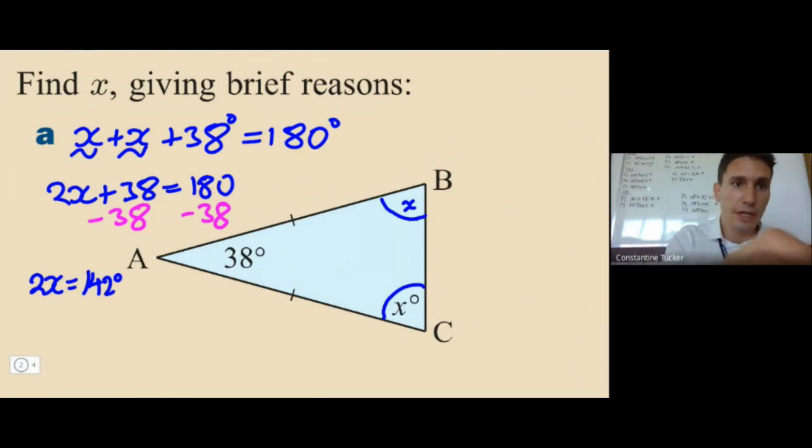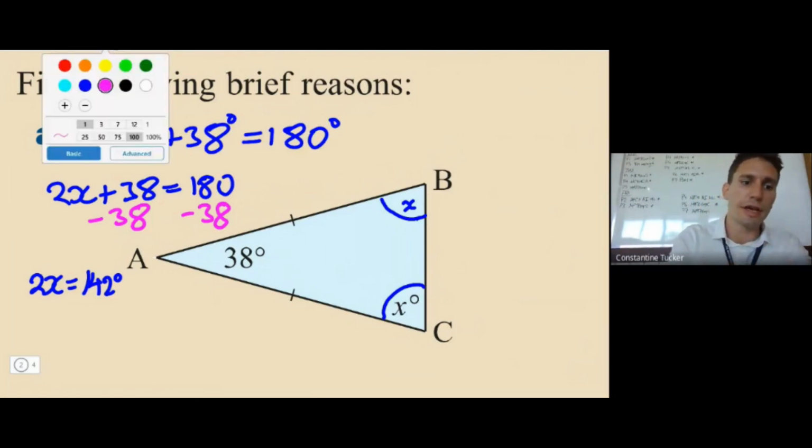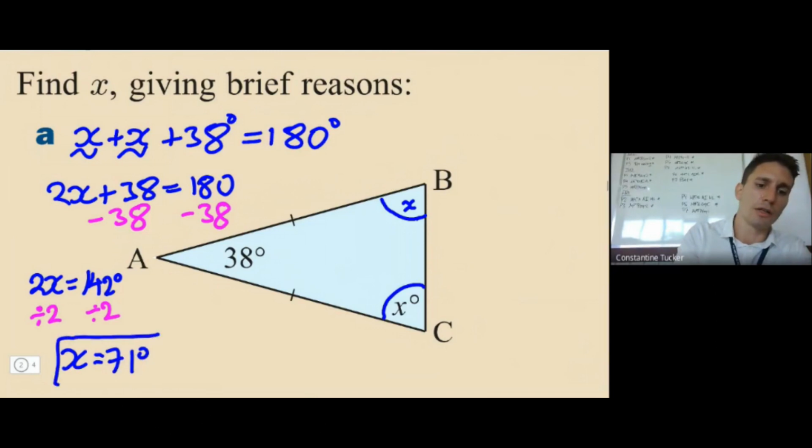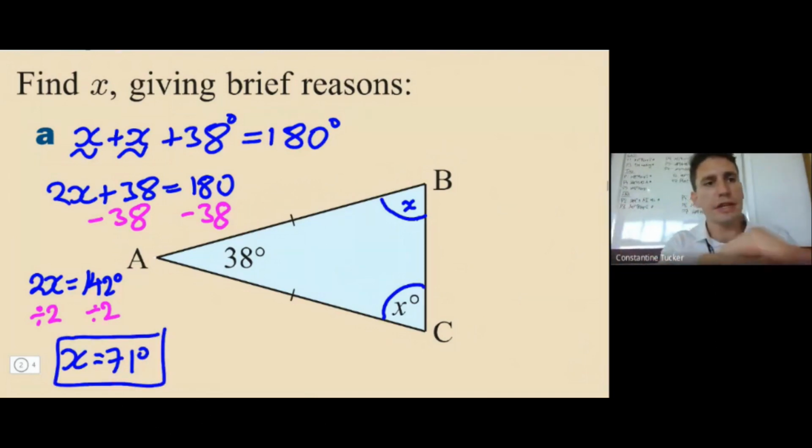Last step. Here we want to get rid of the 2 to find x. So we want to divide both sides by 2. So if we do that, we get x is equal to 71 degrees. And we are done.